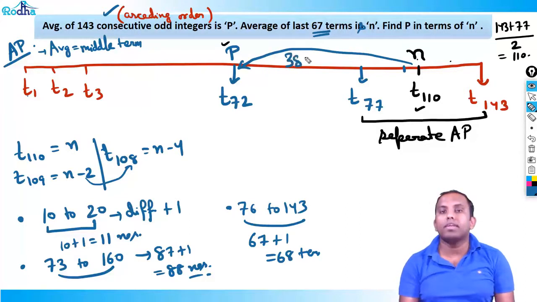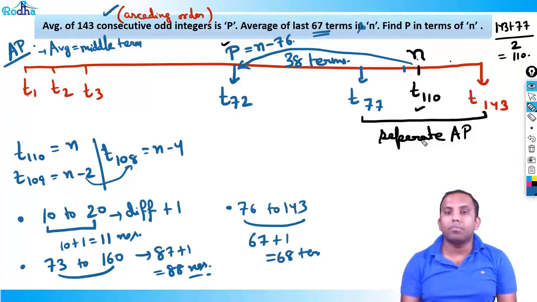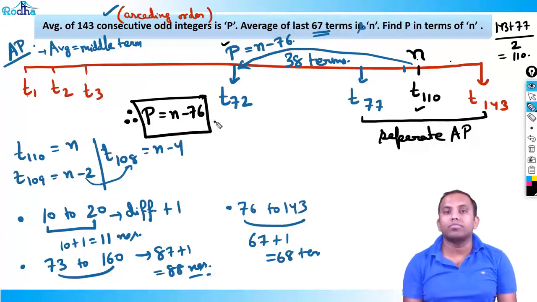So from T110 to T72, how many terms do I have to go back? I have to go back 38 terms. Each term difference is minus 2. So 38 into minus 2, how much? 76. So P is equal to N minus 76. Therefore, this is the answer. P is equal to N minus 76. This is the answer for this question.